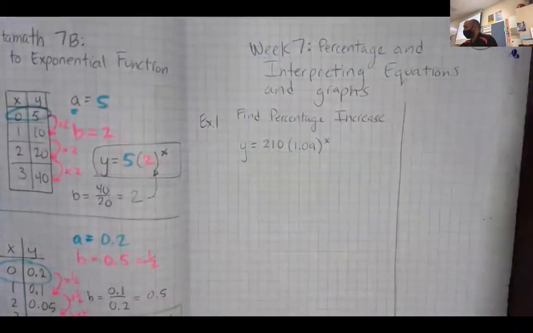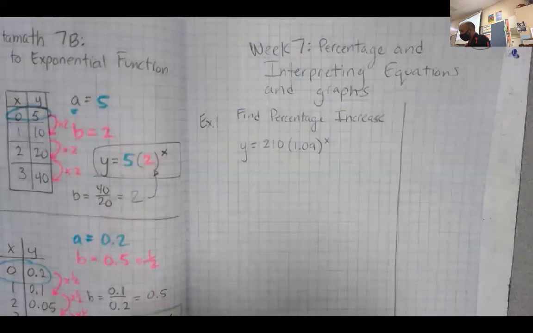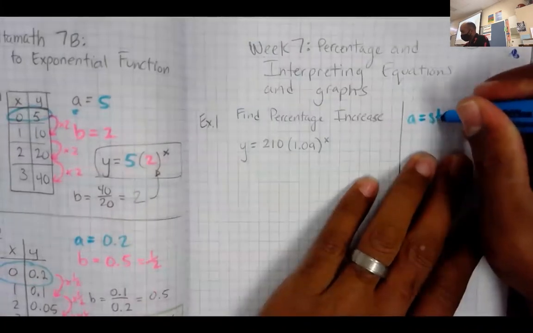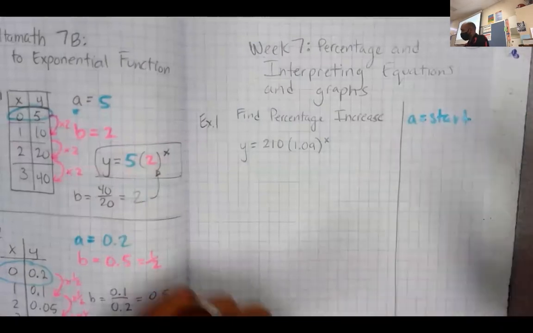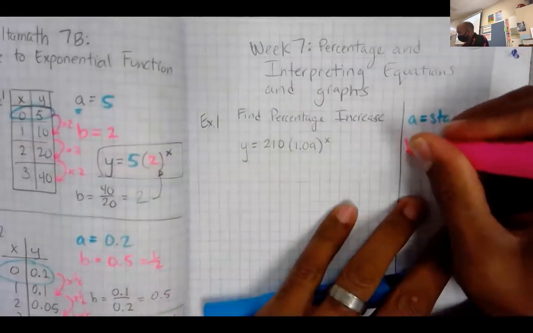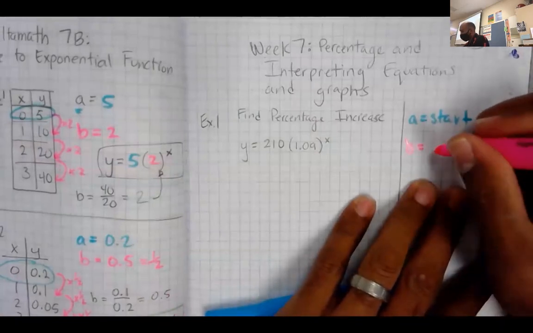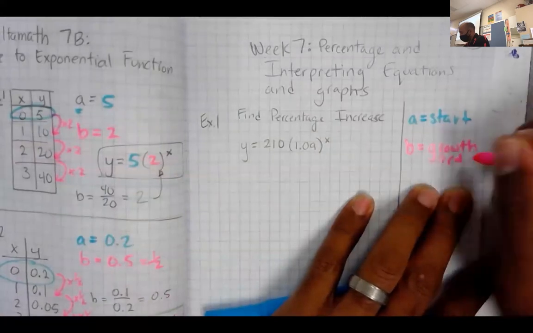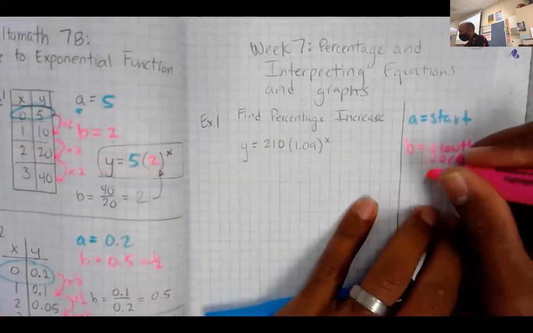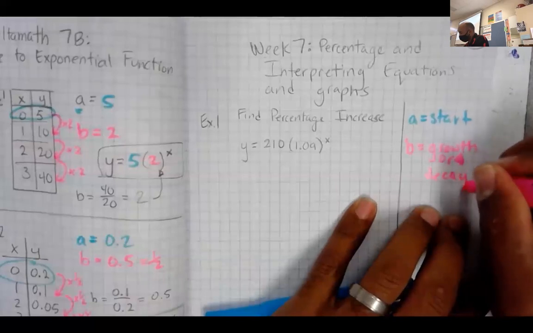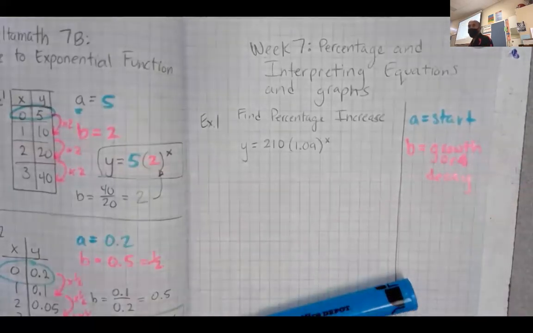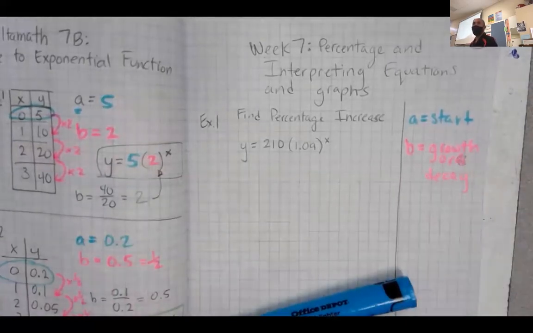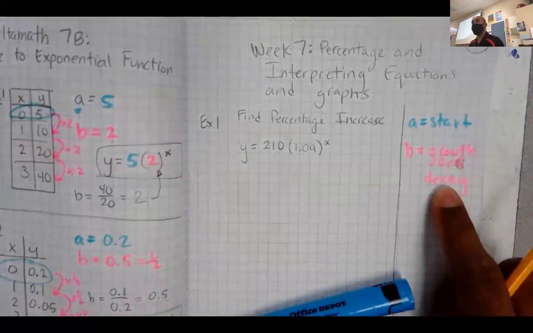Okay, so again, I'm going to use kind of the same colors I did before. The A is equal to the start, and then the B is the growth or decay. So growth or decay. It's just growth or decay.